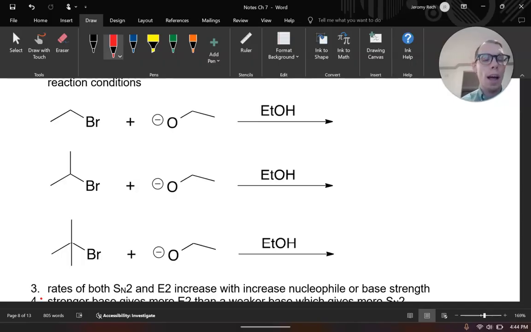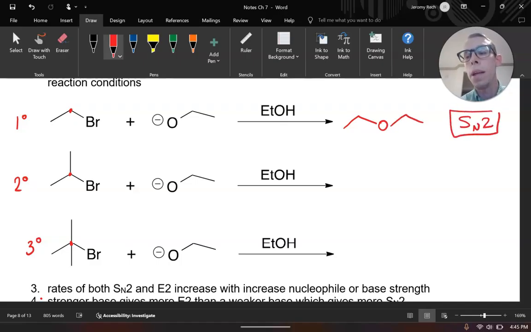Now, here I have an alkyl bromide. So I have some carbon stuff and then a bromine. And you'll notice a big difference is the carbon that's connected to the bromine is either primary, secondary, or tertiary. Now, primary substrates are really going to favor our SN2. So if you actually run this reaction, you're going to get your diethyl ether, and the SN2 product being your primary product.